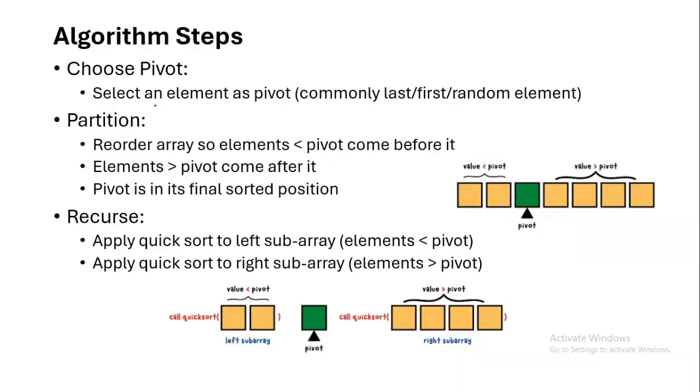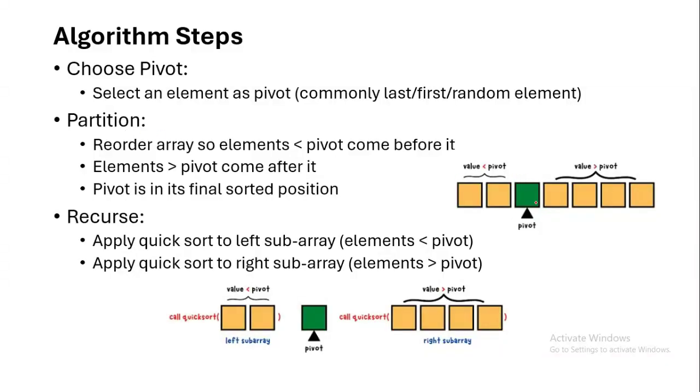We can select the first element, last element, random element, middle element, or the median of the first, last, and middle elements. Commonly, the first or the last element is selected as the pivot element. Then the partition function: the elements in the array are partitioned with respect to the pivot.